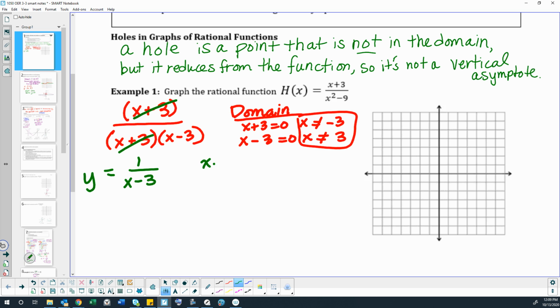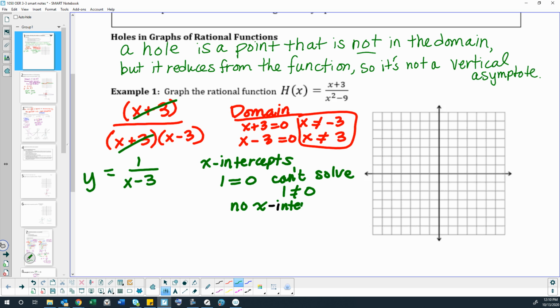So for our x intercepts, we're going to take our numerator and set it equal to 0. So 1 equals 0. Can we solve that? We can't solve that, right? 1 doesn't equal 0. There's no variable in there. That doesn't even make sense. So what does that tell us about the x-intercept? We don't have one. No x-intercept.